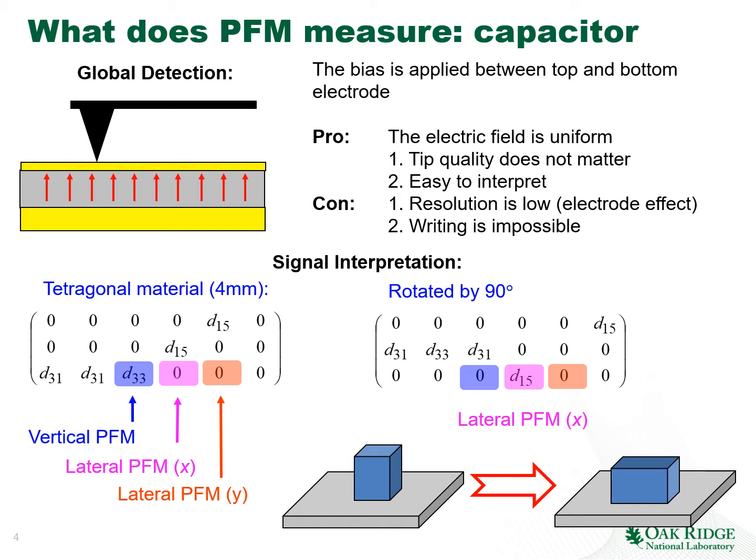If we rotate the material by 90 degrees, the values of the piezoelectric tensor in the laboratory coordinate system are going to shift like this, and our vertical PFM signal will become 0 as expected, and the lateral PFM signal would be the D15 of the material. So we always need to look at the matrix of the piezoelectric coefficients in the laboratory coordinate system, meaning in the coordinate system related to the PFM.